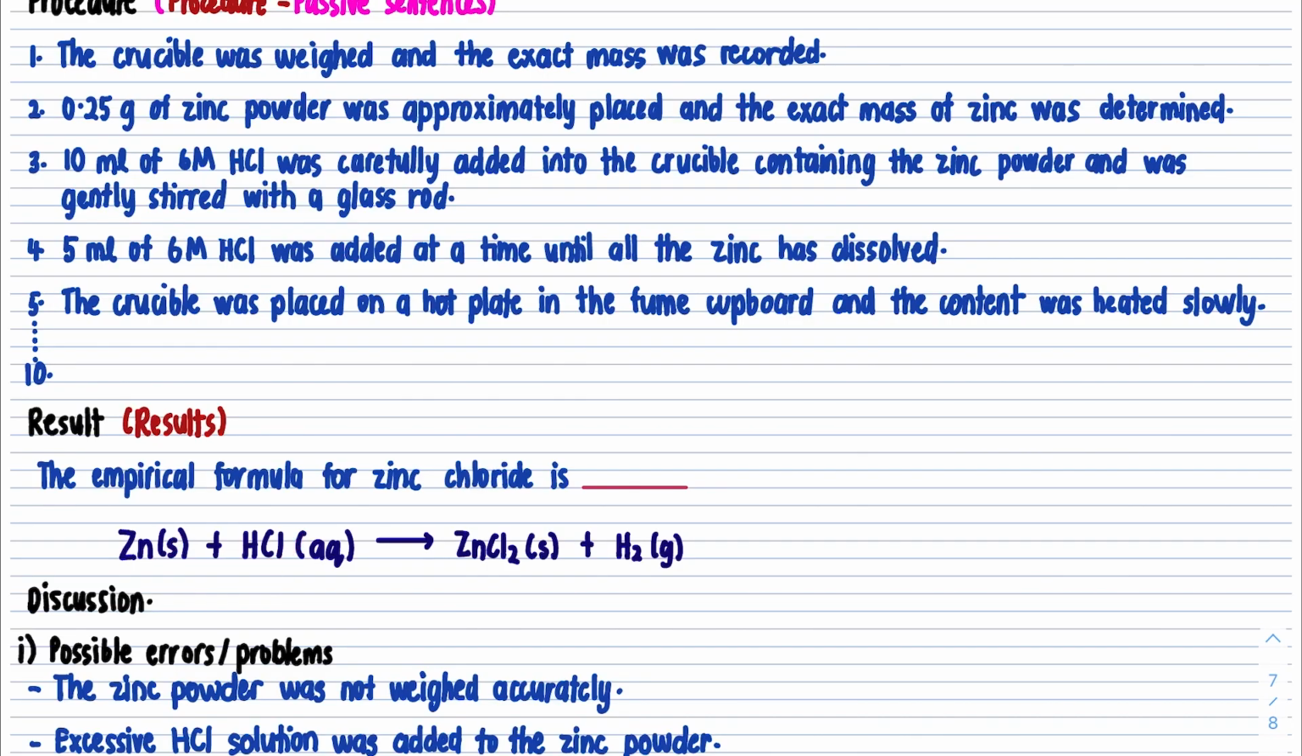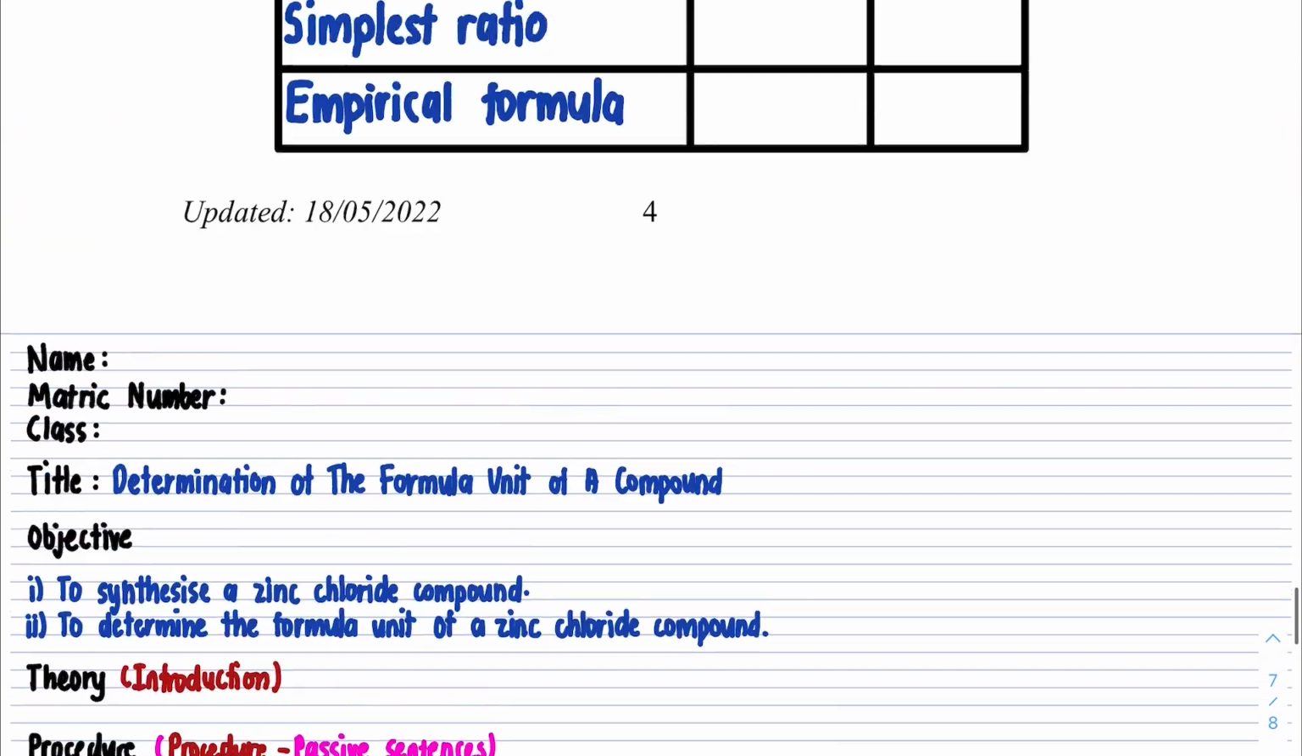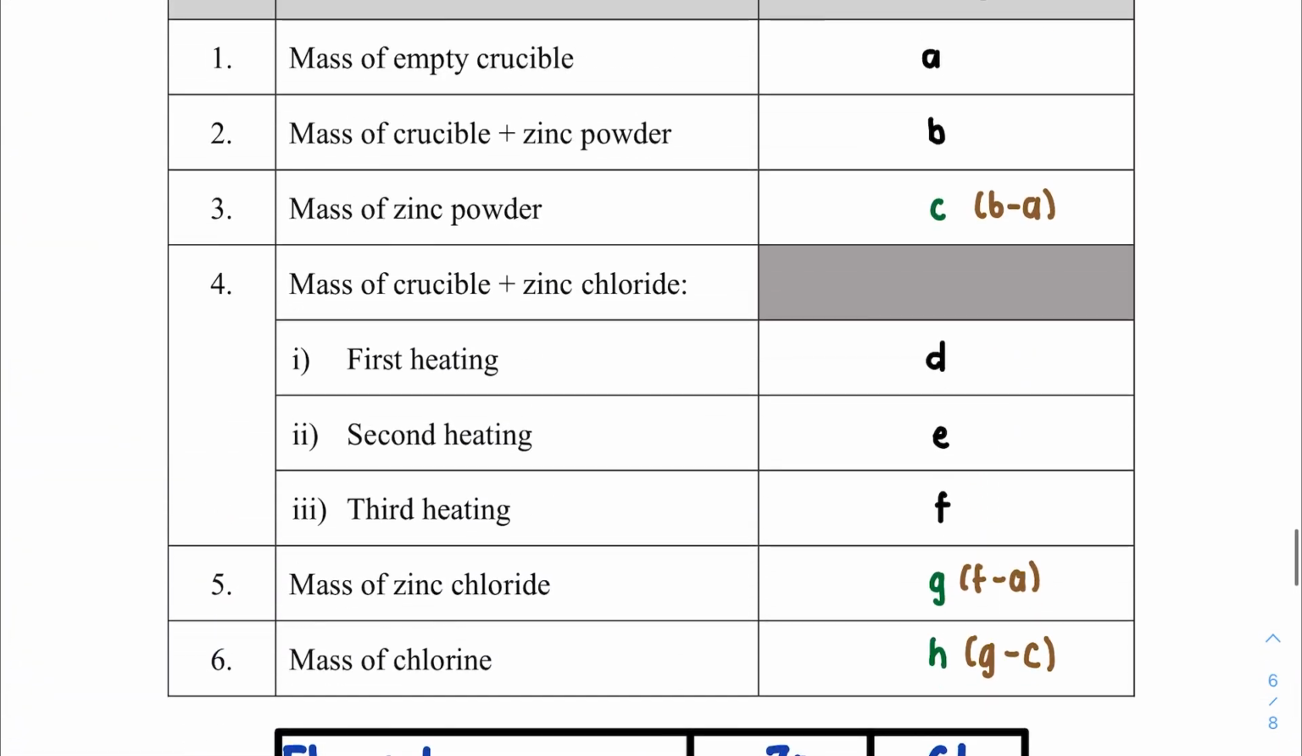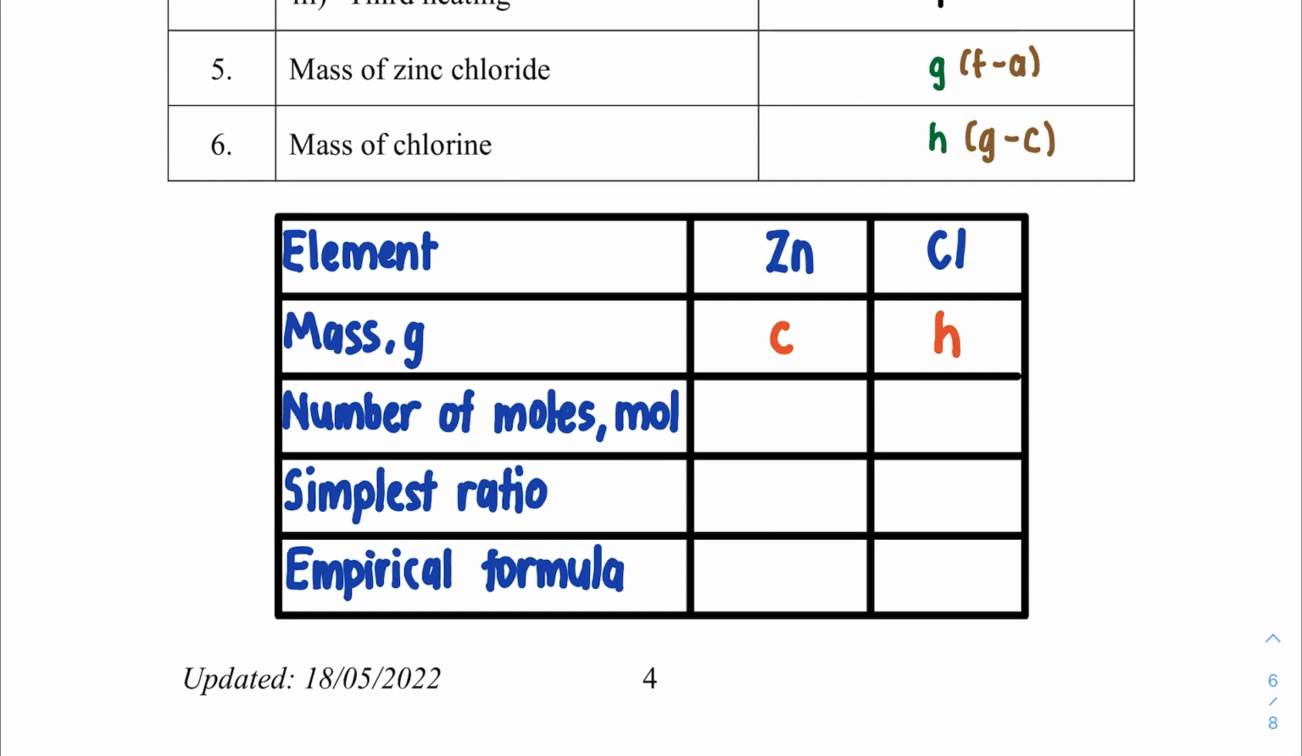From here you can see the theoretical formula for zinc chloride is ZnCl2. After you have finished writing down the result, make sure in the result you write this down all over again. If you don't want to write it in a table it's fine, but for the empirical formula calculation, you need to draw it in terms of a table.